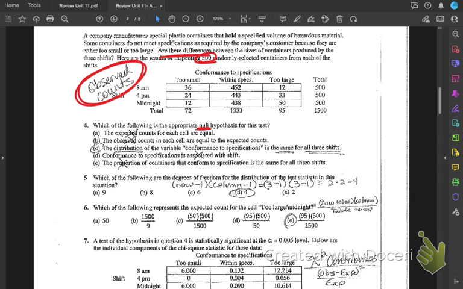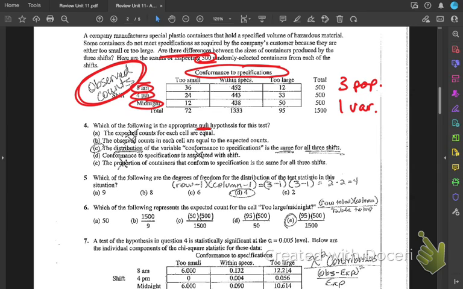All right, so first thing we need to do is decide what kind of test we have going on here. So here's what we've got. We've got 3 different shifts: an 8 a.m., a 4 p.m., and a midnight. That means we have 3 populations, and we are seeing if they conform to specifications. So that's one variable. So we have 3 populations and 1 variable.